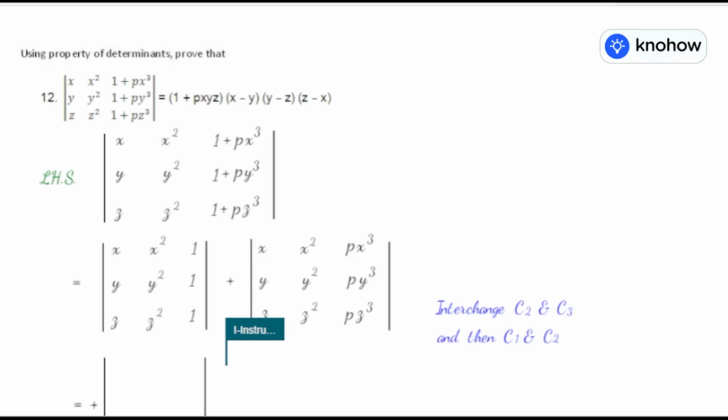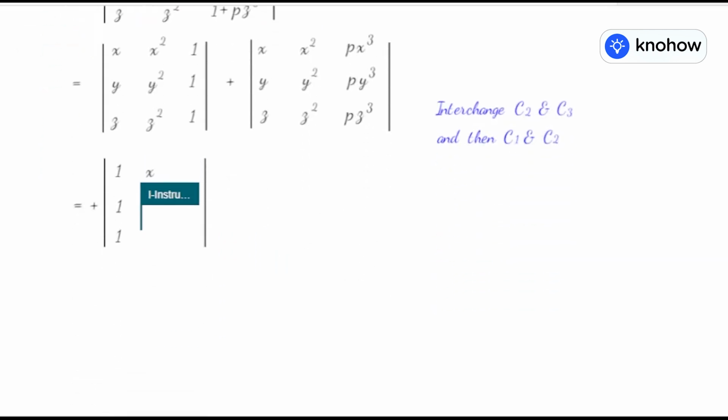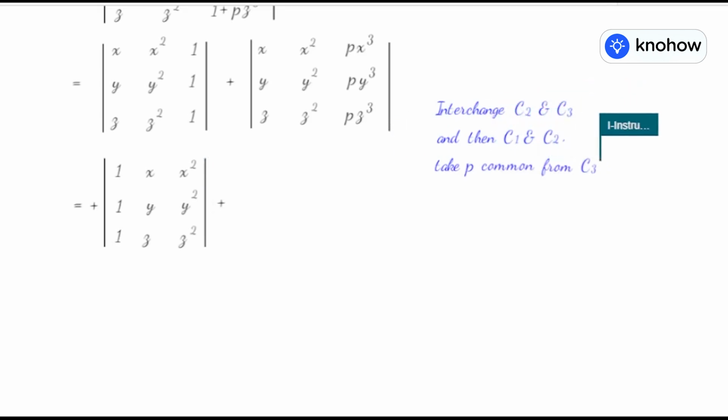So in the first column you will get 1, 1, 1. In the second column you will get x, y, z. In the third column you get x square, y square, and z square, and plus. What about the second determinant? You take p common from column 3. So you get plus p times x, x square, x cube, y, y square, y cube, z, z square, z cube.